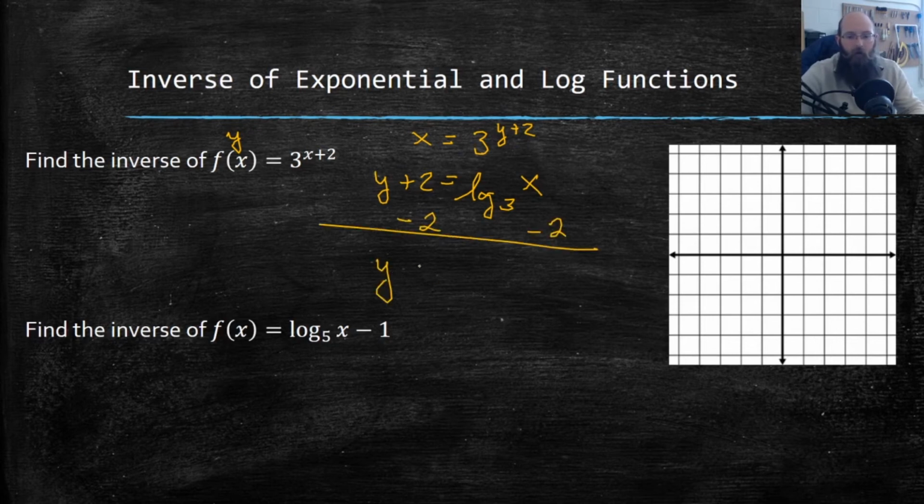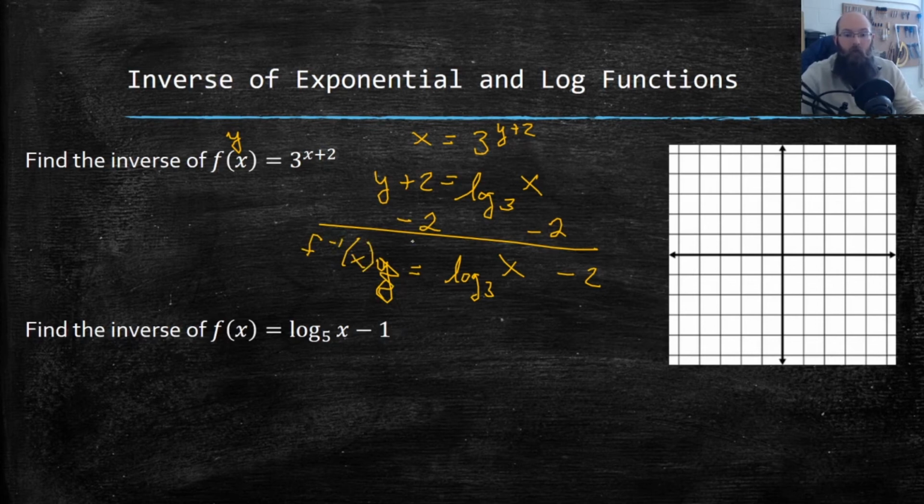Now I have a y by itself. That equals log base 3 of x. Then I subtract 2. Those are separate things. This is not an x minus 2 all inside the log. That minus 2 is outside the log. And then I replace that y with my inverse function, right? f to the negative 1 of x.